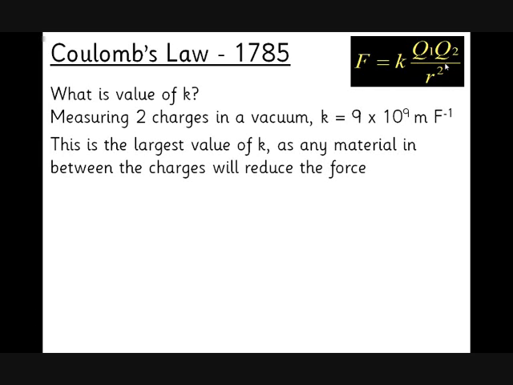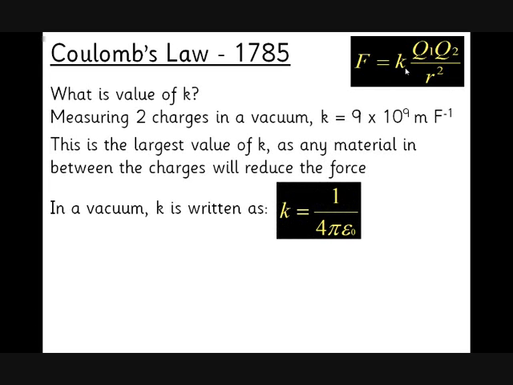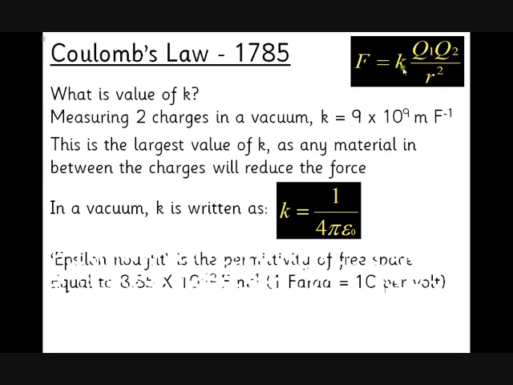If you put any material between the charges, then this is going to affect how the field permeates through that material. So with a vacuum there, this is going to be the largest value of K possible. So for a vacuum, we write that K is equal to 1 over 4 pi epsilon naught. This epsilon naught is known as the permittivity of free space.